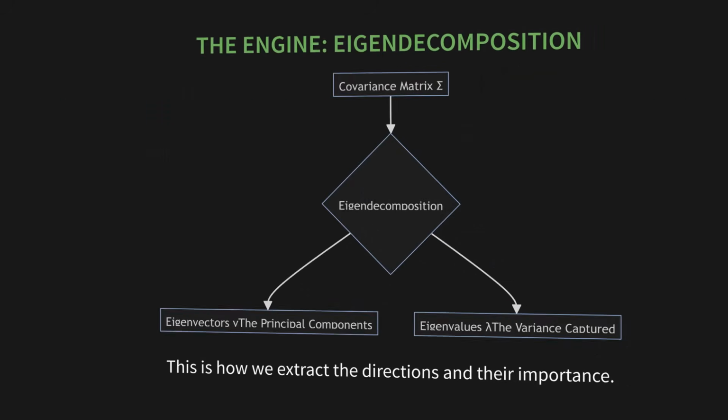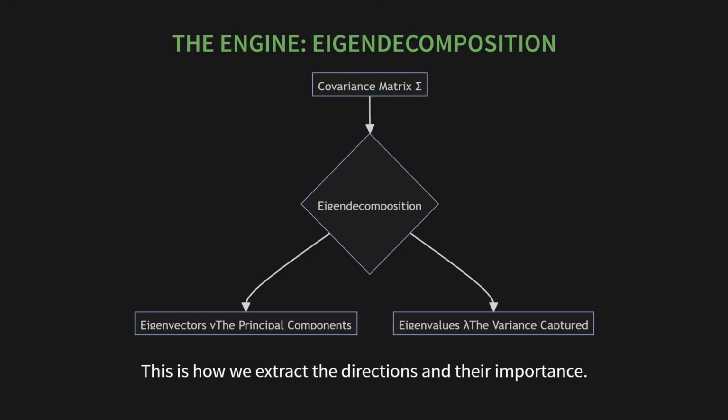And our key, our engine, was eigendecomposition. As this diagram shows, it's a beautiful process. We take the covariance matrix, sigma, and we feed it into the eigendecomposition engine. And what comes out? 2 things. The eigenvectors v, which are the principal components, the new directions we were looking for, and the eigenvalues lambda, which tell us exactly how much variance is captured by each one. This is how we extract not just the directions, but also their importance.